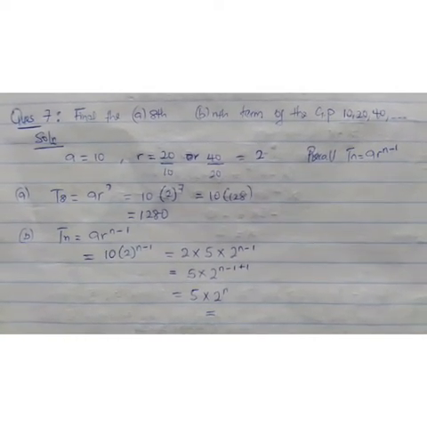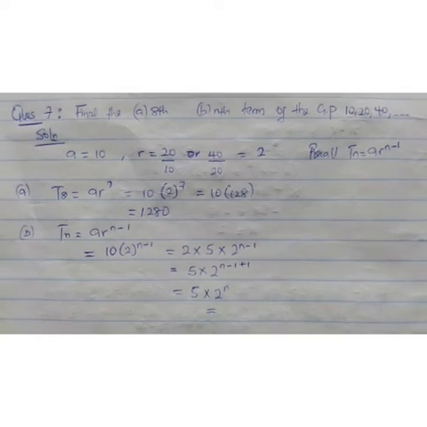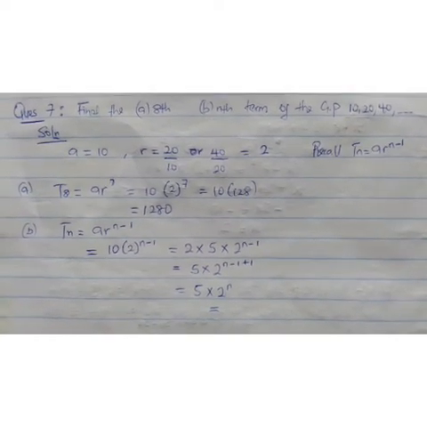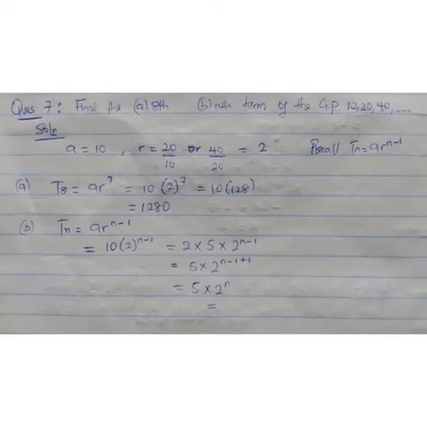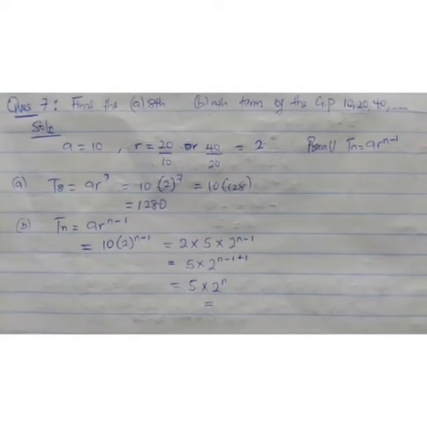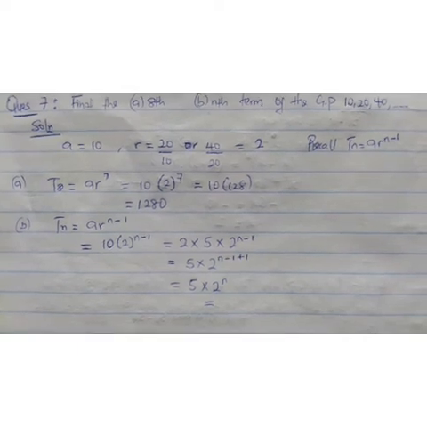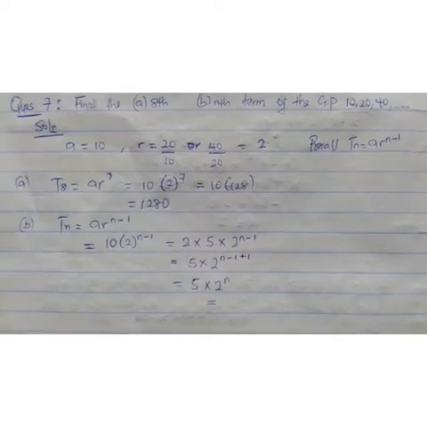Recall, Tn is equal to AR raised to power n minus 1. Now for question 1, T8 is going to be equal to AR raised to power 7 after inputting n = 8 in the formula Tn. Therefore, on solving, we have our answer to be 1280.